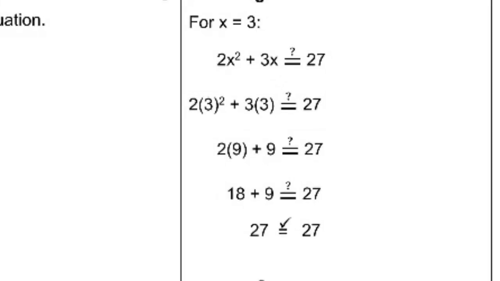Then the last step, you're going to check if the answers are correct. So for x equals 3, substitute the values of x by 3. So 2 times 3 squared plus 3 times 3 equals 27. 3 squared is 9, so 2 times 9 is 18 plus 9. Then 18 plus 9 is equal to 27, so this is correct.